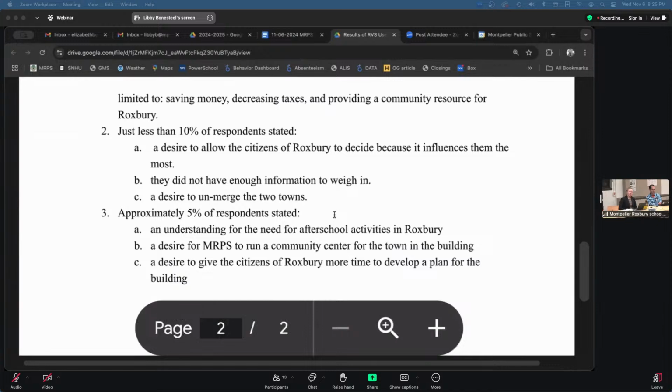Less than 10% of the respondents stated a desire to have the citizens of Roxbury decide, because it influences them most, that they didn't have enough information to weigh in, and a desire to unmerge the two towns. Approximately 5% stated there was a definite understanding of the need for after-school activities in Roxbury, a desire for MRPS to run a community center for the town in the building, and a desire to give the citizens of Roxbury more time to develop a plan for the building. Those were the overall themes I pulled out that were at or near 5% at least.